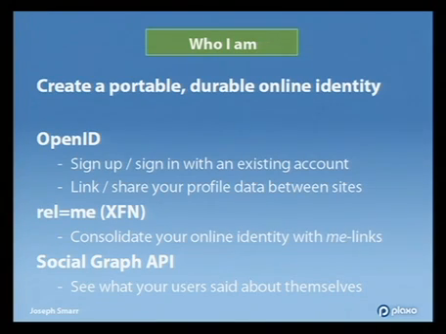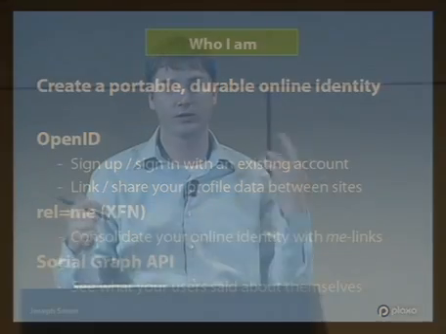So whenever a user comes to your site and you want to say, I don't want to start over from scratch, tell me what you already do. Tell me if you already have photos. Tell me if you already have bookmarks. You can just follow these me links using the Social Graph API, and you can very easily do that.